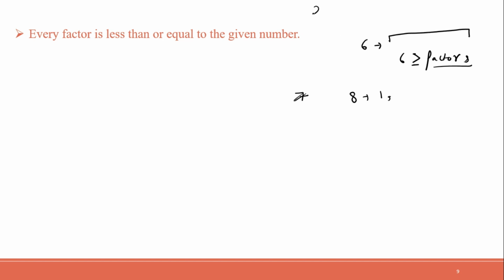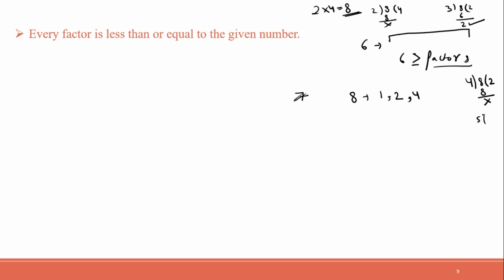Then I'll check for 2. 2 into 4 is 8. That means if I divide this 8 with 2, it will exactly divide, right? So 2 is also a factor. Now let's check for 3. 3 into 2 is 6. It is leaving a remainder 2, so it is not a factor. Now let's check for 4. 4 into 2 is 8. No remainder left. That means 4 is also a factor.